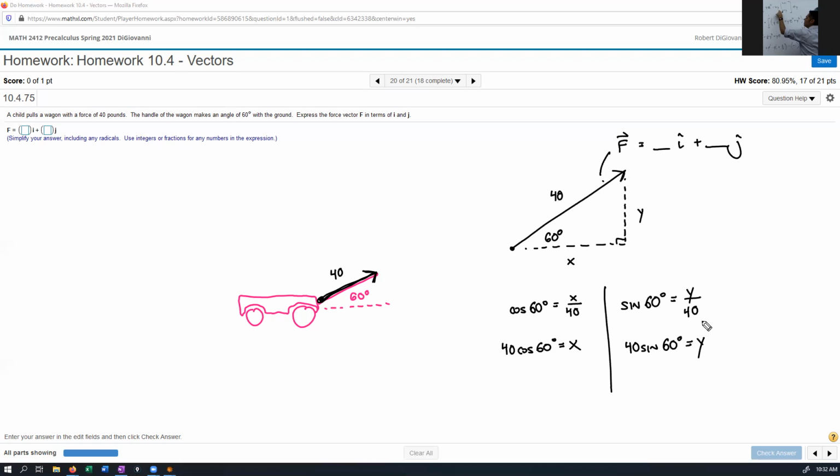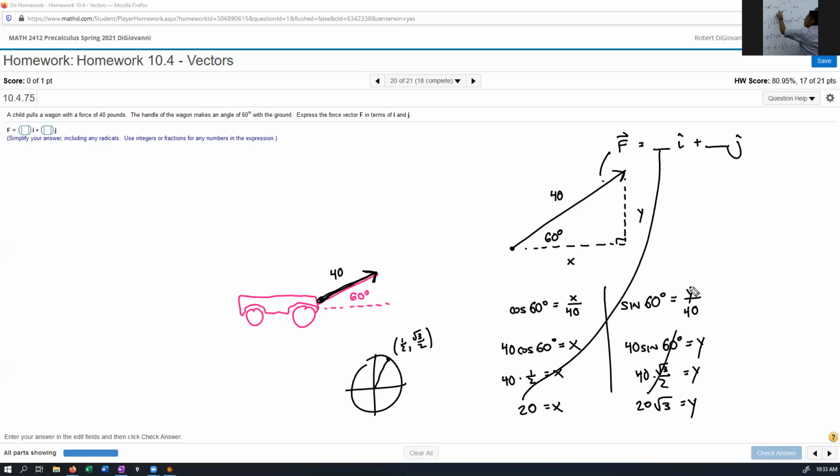And they want radicals in our answer. So 60 degrees is a common angle. We should know that at 60 degrees, the x coordinate is going to be 1/2 and the y coordinate is √3/2. So this is really 40 times 1/2. That's what x is. So x is 20. And then here's 40 times √3/2 is y. So the 40 and the 2 reduce out to be a 20, and then you still have the square root of 3. So that means that the x here is 20 and that the y there is this. So let me try and type that in.